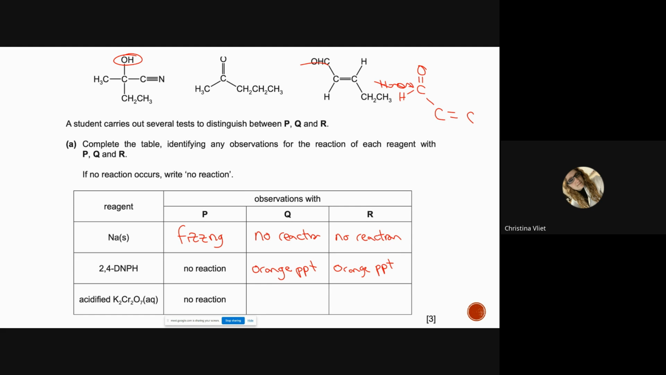Final. Does Q react? Does Q get oxidized? It's a ketone. Yes. You cannot put an OH there. It will break the oxide bond, right? So no reaction. But will this react with an aldehyde? Yes. And what's the color change? Orange to green. And that's it. All right.